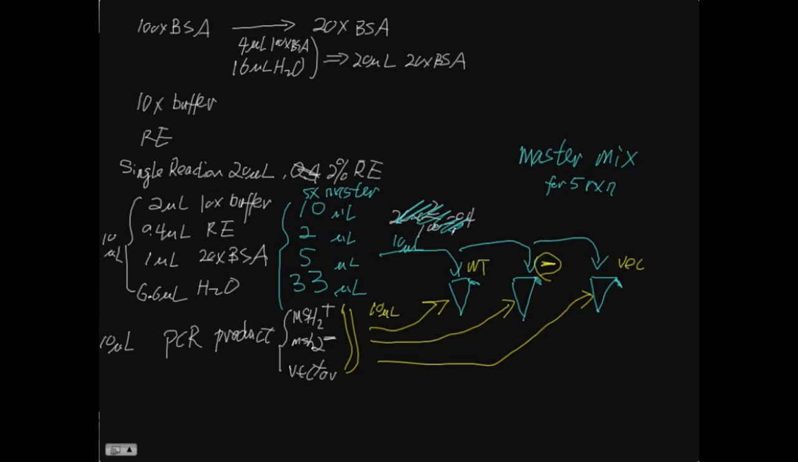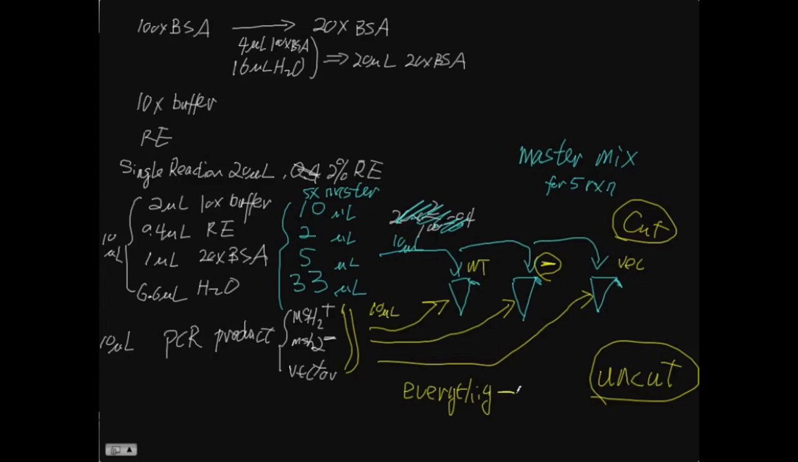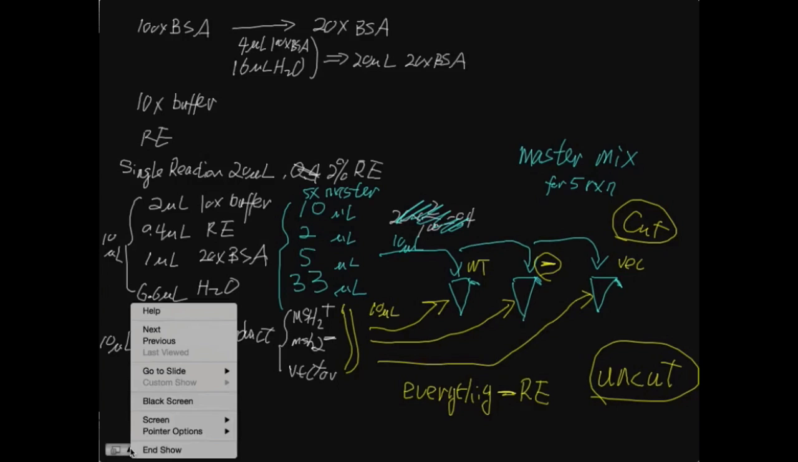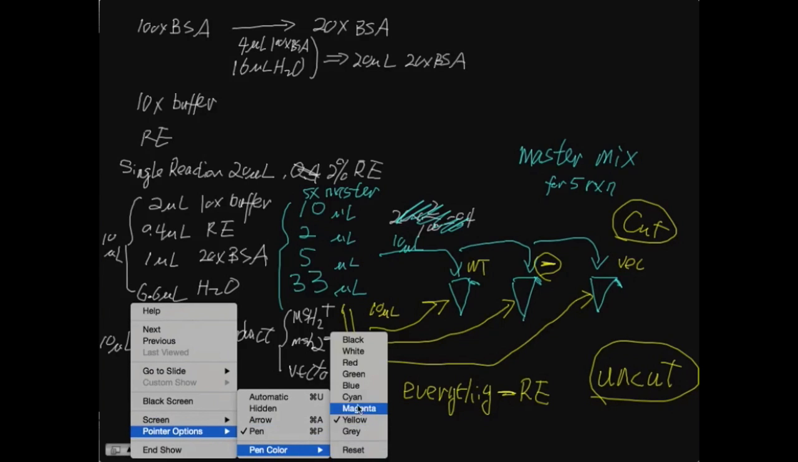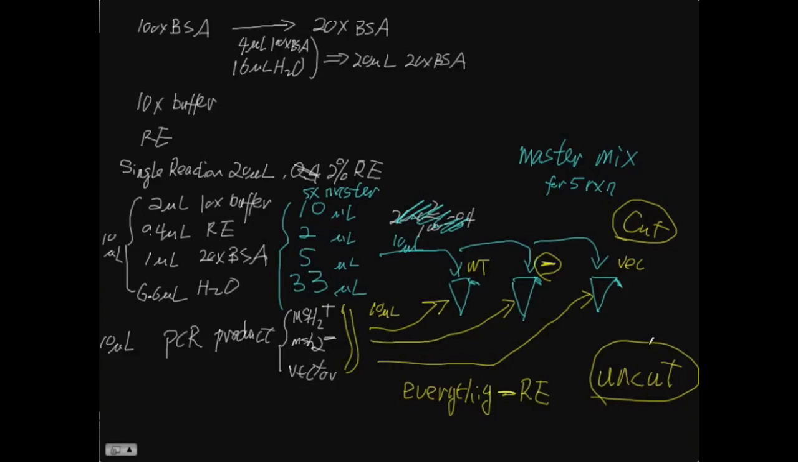And in some cases, you don't know the wild type, mutant, or the vector. You just need to decide it. For the uncut reaction, we should add everything except restriction enzyme. So you should add buffer, BSA, and water for your master mix, and you can replace restriction enzyme with water. And then you should add 10 microliter of the PCR product into those uncut reactions.